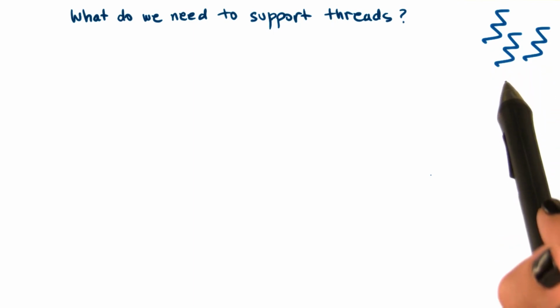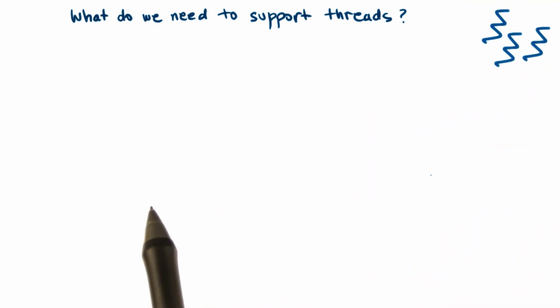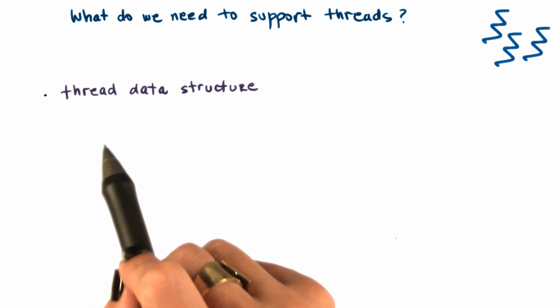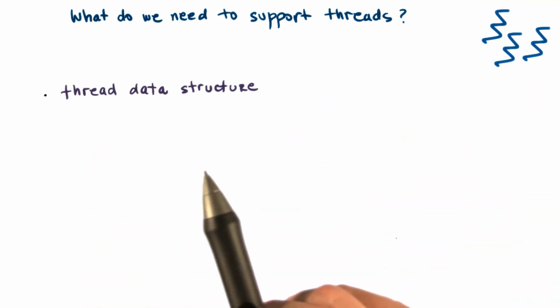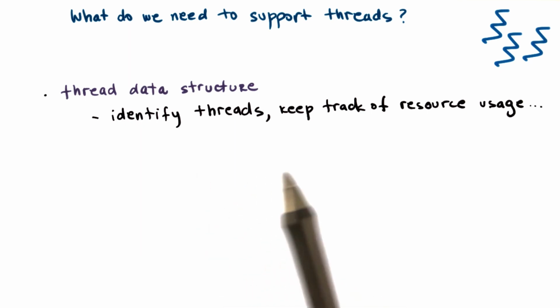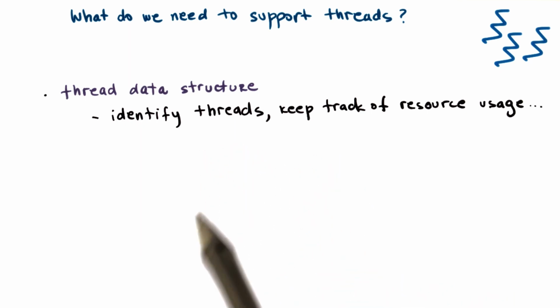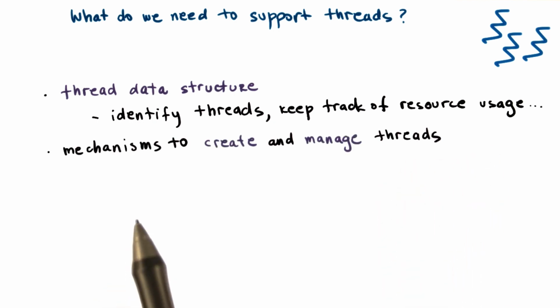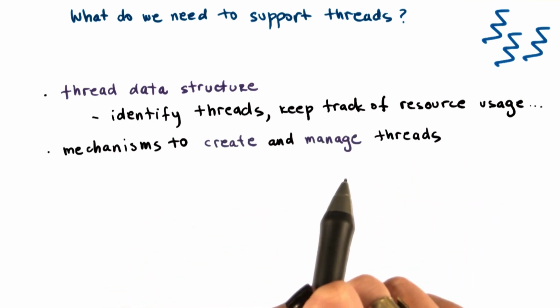Now that we know what threads are, what is it that we need in order to support them? First, we must have some data structure that will allow us to distinguish a thread from a process. This data structure should allow us to identify a specific thread and to keep track of their resource usage. Then we must have some mechanisms to create and to manage threads.